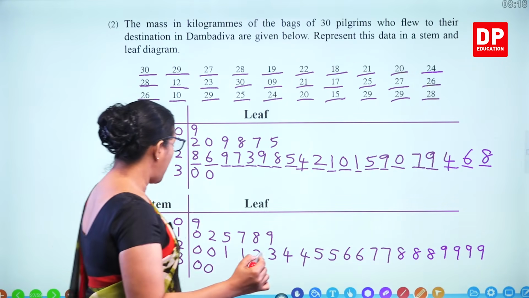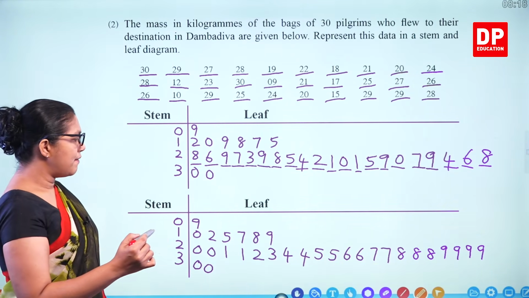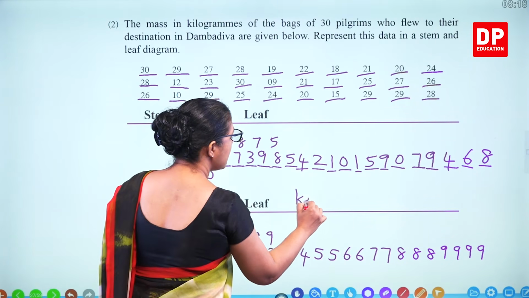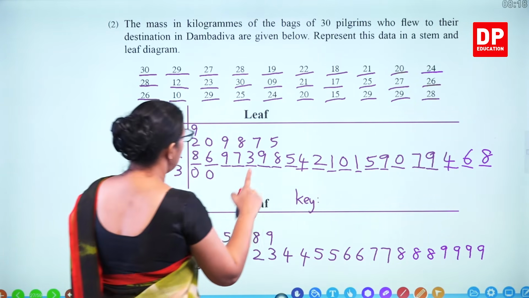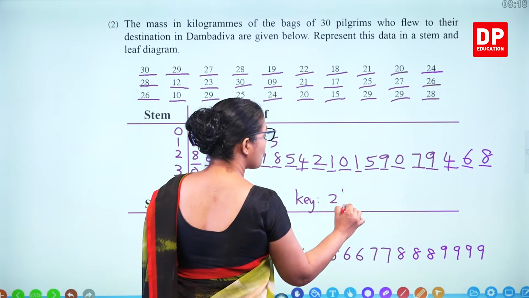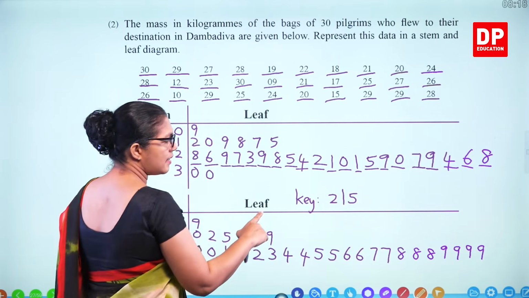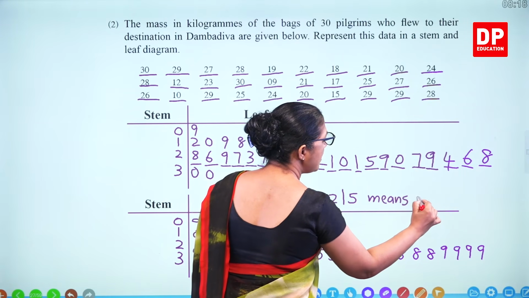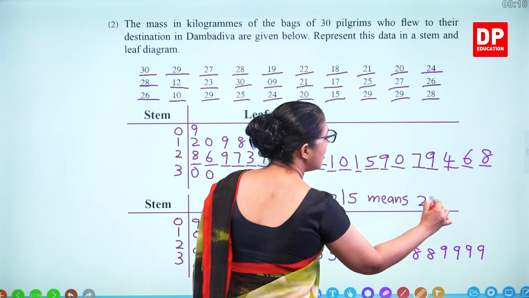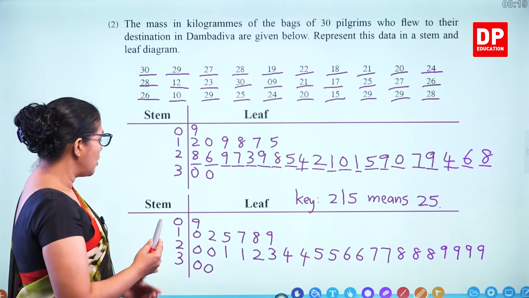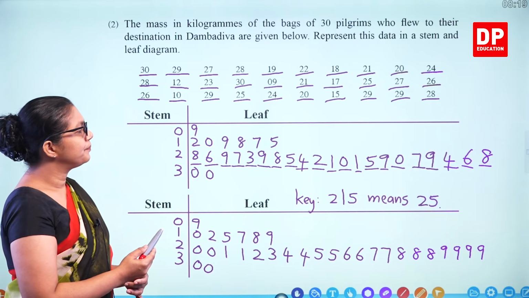So that's the stem and leaf diagram, and give the key. Key is, you can say any value like 2 stroke 5, something like that. That means 25. You can give any number. 2 stroke 5 means 25.